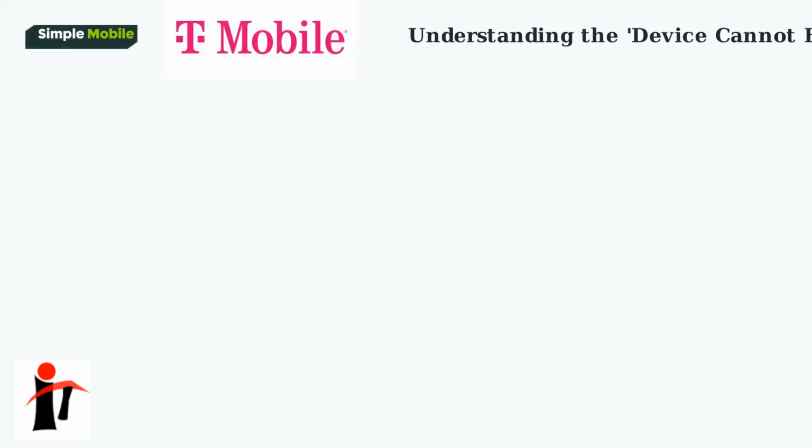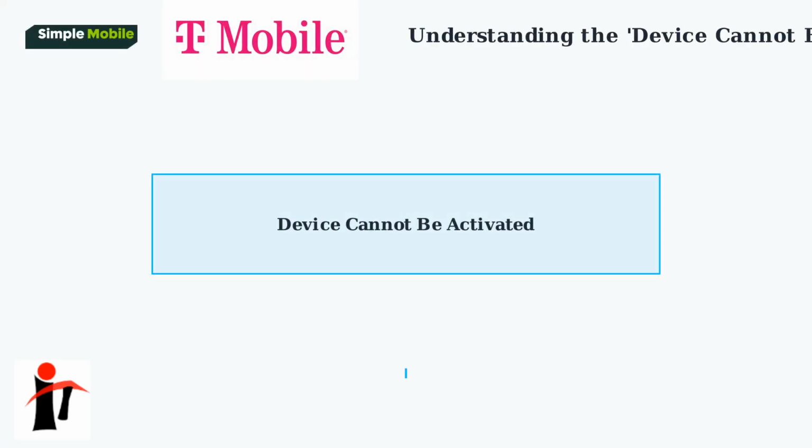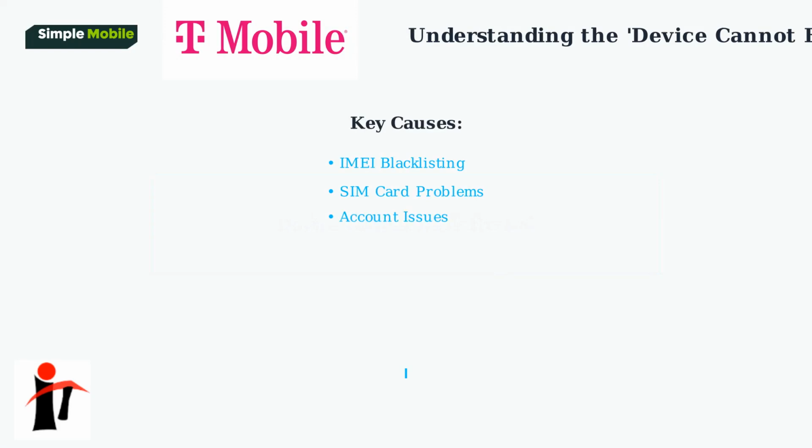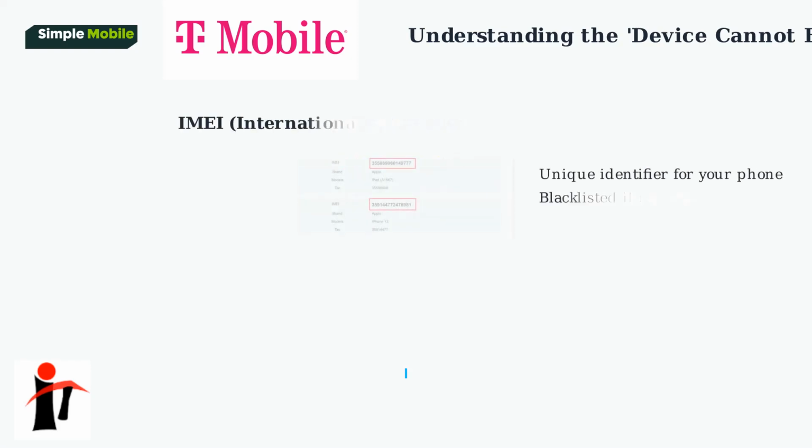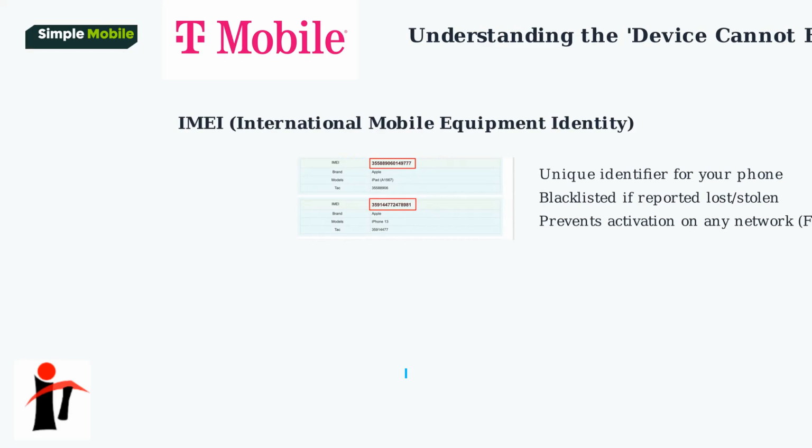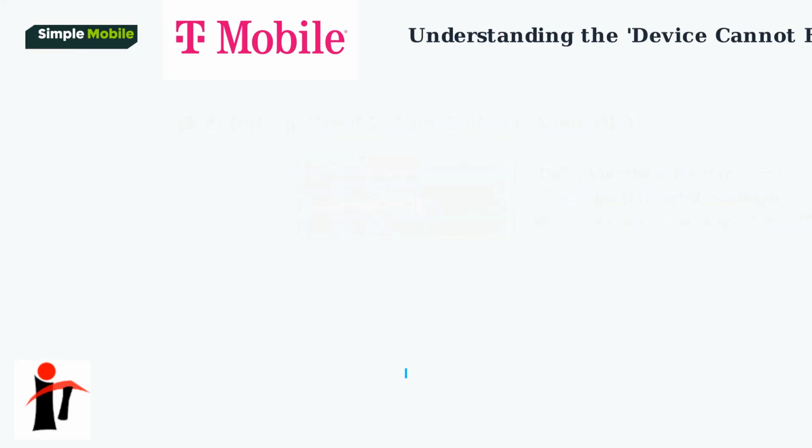Encountering a device cannot be activated error on Simple Mobile can be frustrating. This error typically arises when you're trying to activate a phone on their network. Simple Mobile, owned by T-Mobile, is a prepaid carrier, so activation issues usually stem from a few key areas: IMEI blacklisting, SIM card problems, or account-related issues.